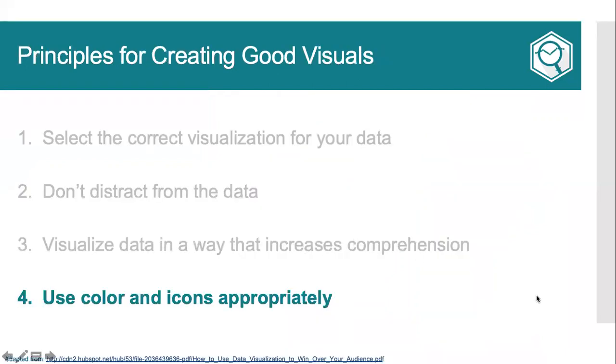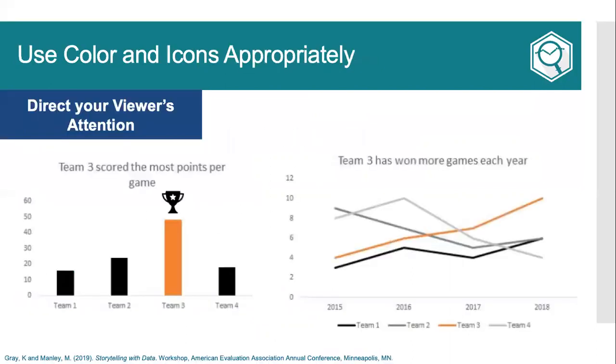And lastly, use color and icons appropriately. When I was speaking about chart chunk, I mentioned that color can be distracting, but you can also use color to highlight your main point and to guide your reader through a visual. So you can direct your viewer's attention to a specific point that you want to highlight, that you want to have stand out. So in both of these examples, it's highlighting Team 3's achievement.